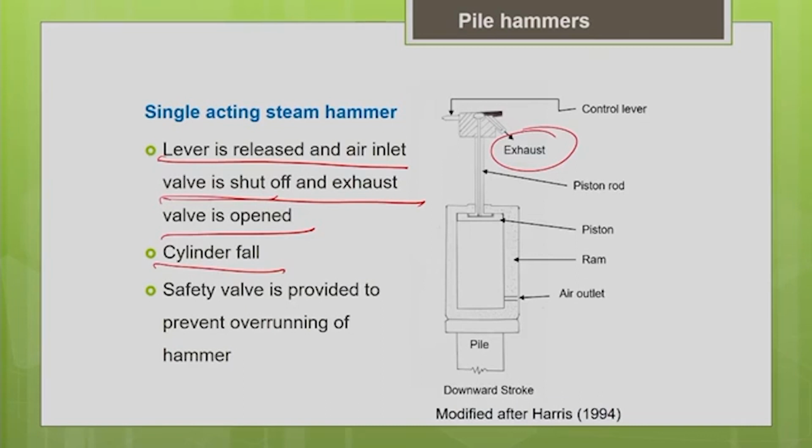So, you are providing a safety valve also, mainly to prevent the overrunning of the hammer and to prevent the excessive buildup of the air pressure. So, we have a safety valve to prevent overrunning of the hammer.